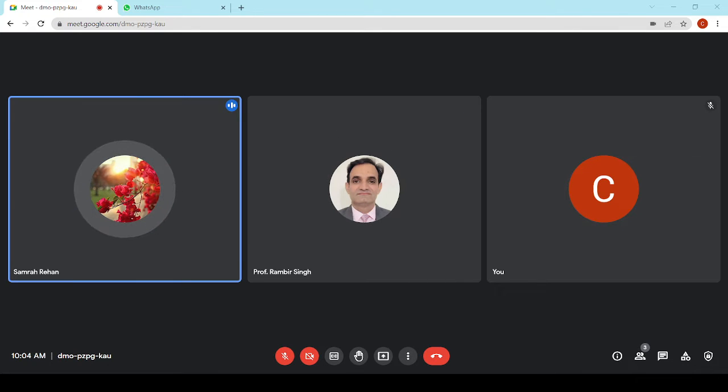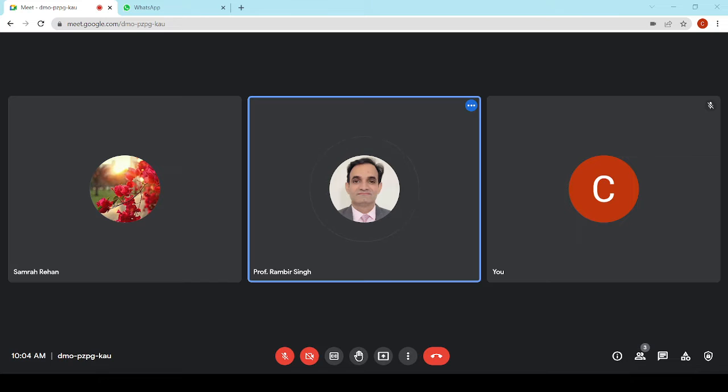Sir, ELISA is enzyme-linked immunosorbent assay, and with the help of it, we detect the antigens or antibodies in the sample. Okay. Then why is it called immunosorbent?